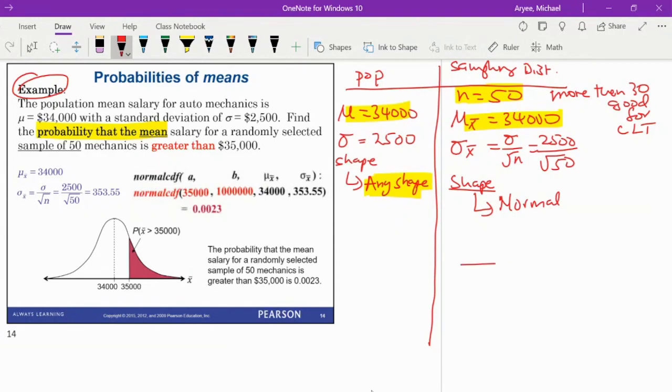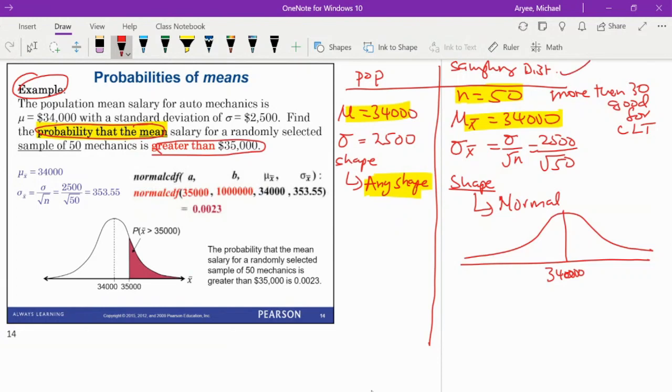All right. What should I do then? I now can draw a normal curve. So let's draw a normal curve. The mean is 34,000. Question says greater than, we should find probability of a mean. So we are working from this side, greater than 35,000. 35,000 is over here. Greater than that, so I'm going to shade to the right, meaning that I'm going to infinity.